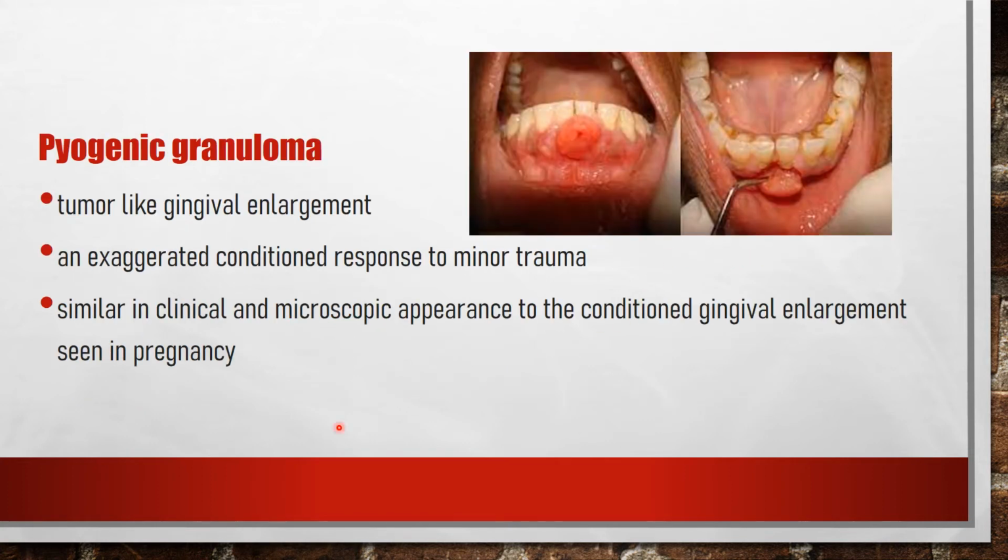Then coming to the pyogenic granuloma, you can see the tumor-like gingival enlargement. This mostly occurs as an unconditioned gingival enlargement. It is an exaggerated response to minor trauma. You can see this pyogenic granuloma. It is easily detachable. It is similar in clinical and microscopic appearance to the conditioned gingival enlargement, that is, pregnancy tumors. This is the same feature as that of the pregnancy tumor. So that is pyogenic granuloma.